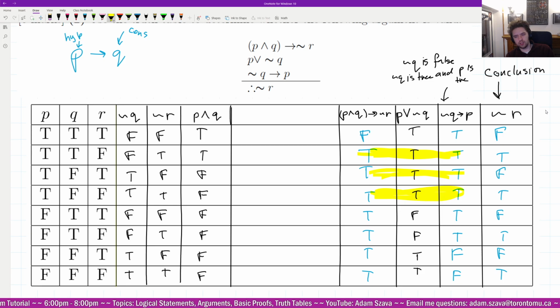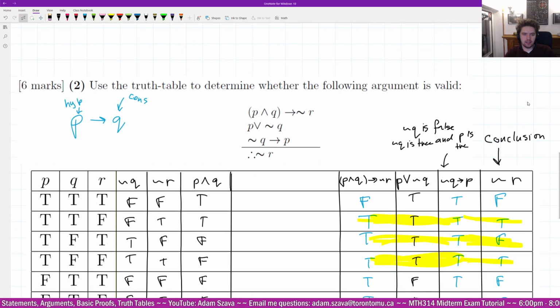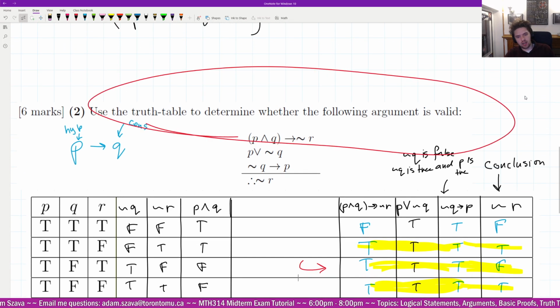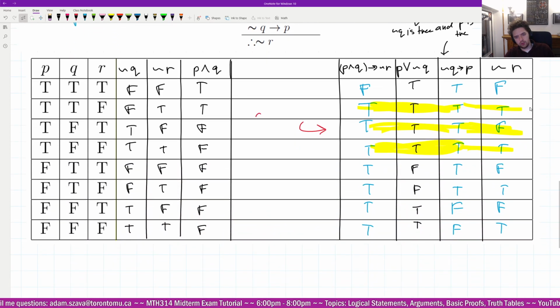So anyways, you want to look at where all these premises are true, okay? And you want to ask yourself, is the conclusion also true there? They are in these two cases, but not in this case. So we have a critical row where the conclusion is false. That means this whole argument is not valid. So we have a critical row where the conclusion is false, therefore not valid.